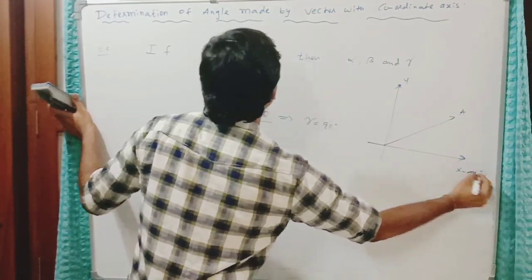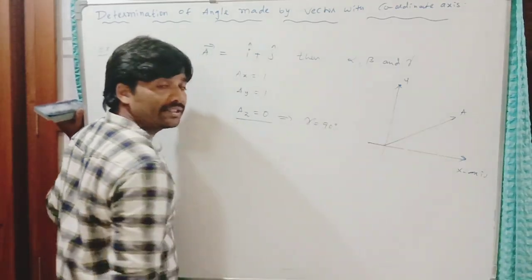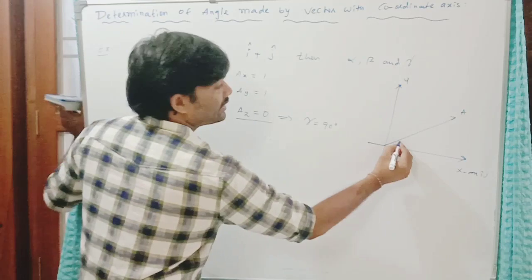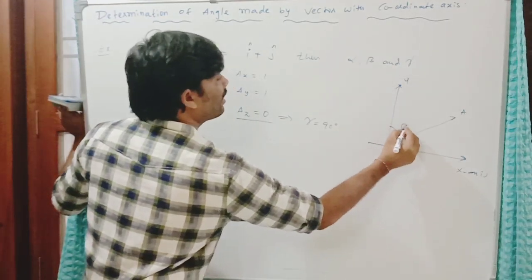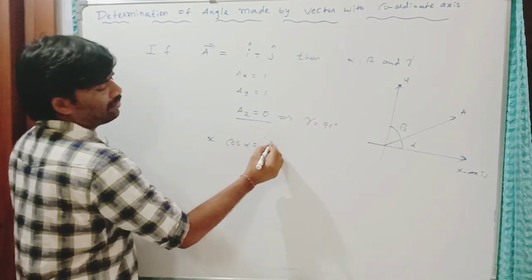So both the components are equal. That is why it definitely lies exactly in the middle of the positive x axis and y axis. So this is alpha, this is beta. Or else you can also find the angles based on the formula.